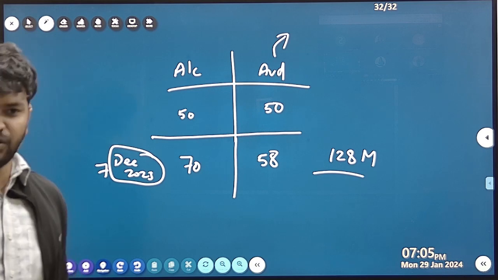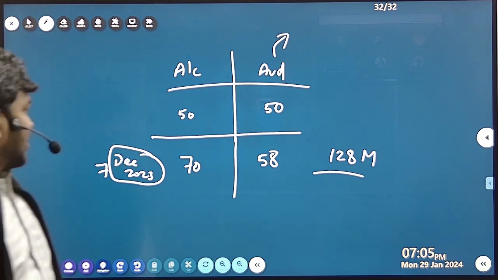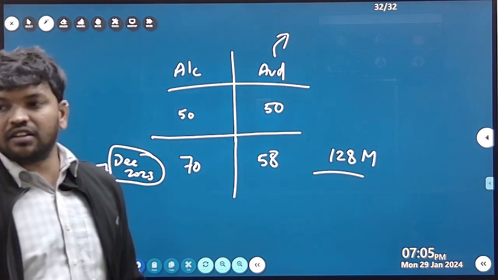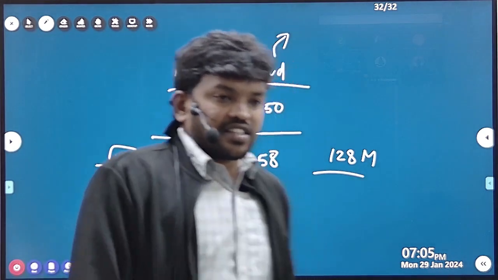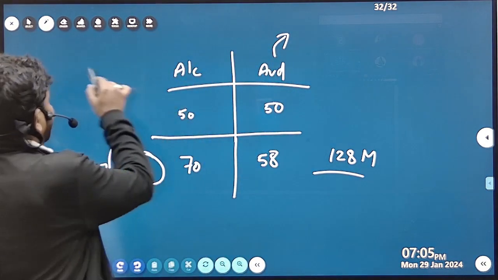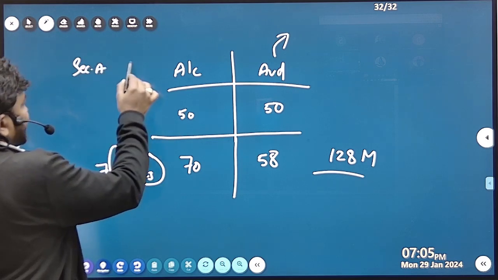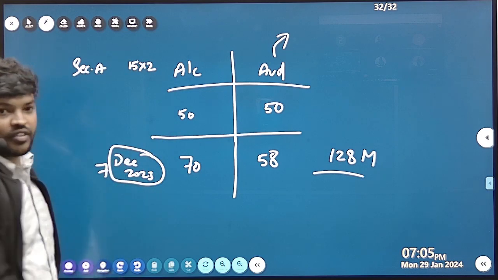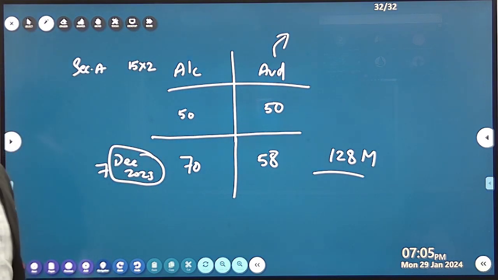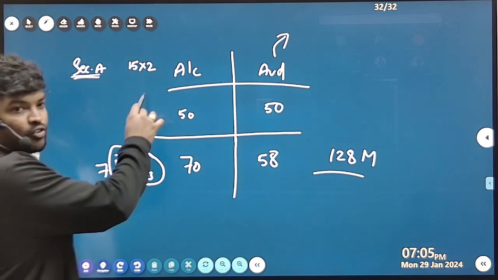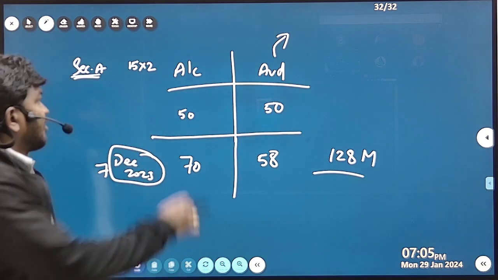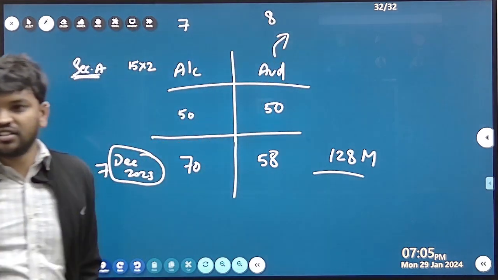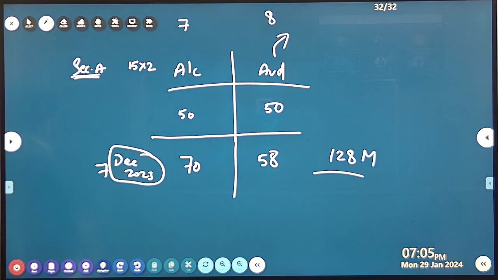I'll give the paper for you also. Let them see. Auditing से कितना आया था? See here once. See section A you have 15 questions into 2 marks, yes or no? Listen here once. Section A you have 15 questions, 2 marks each. From accounting you have received 7 questions, from auditing you have received 8 questions. I am telling the paper pattern, okay.